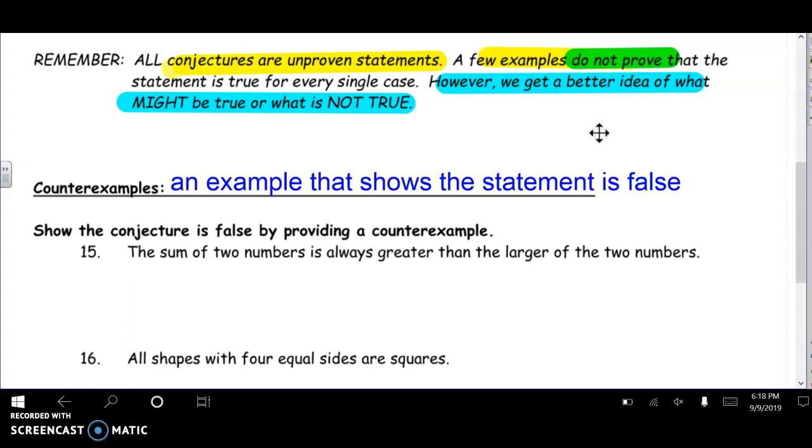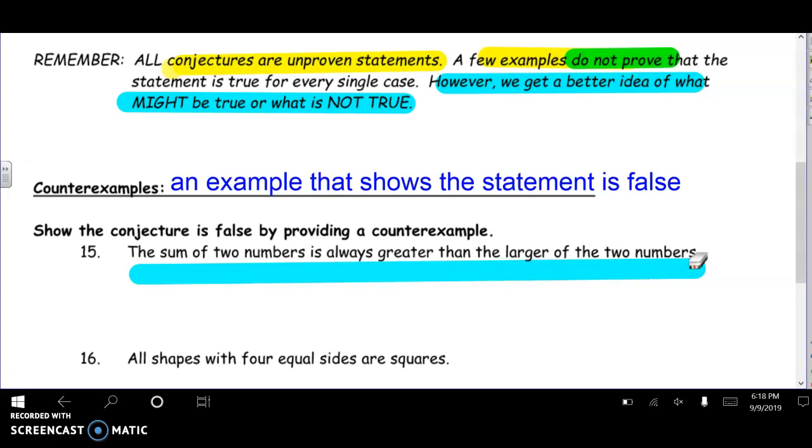So before, everything we've had so far was true. Now I'm going to make a statement. It's going to be wrong, and you're going to say, well, wait, that's not true, and I'll show you why. And the counterexample is your example of why what I'm about to say is wrong. We're going to start with a math example. The sum of 2 numbers is always greater than the larger of the 2 numbers. It's kind of a lot there.